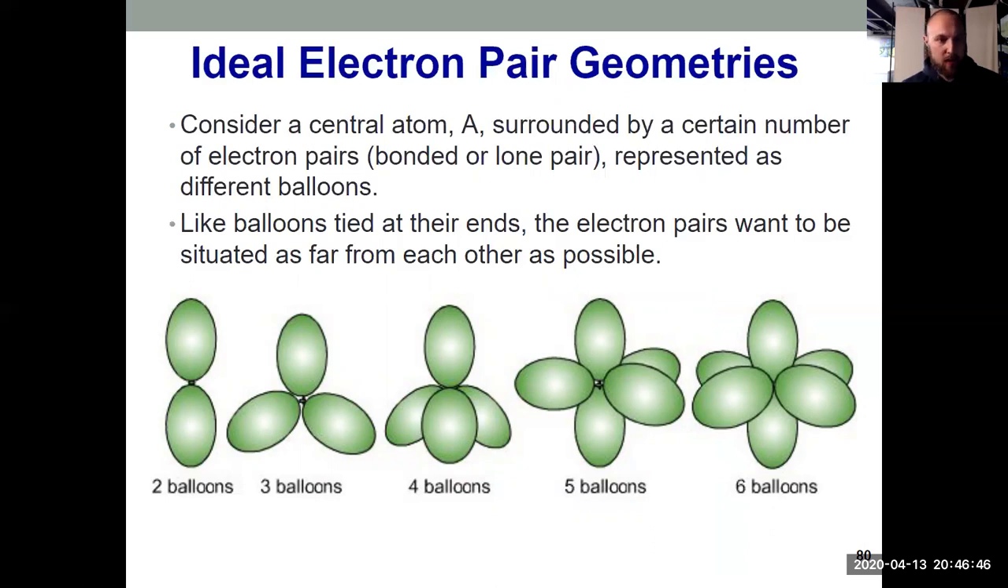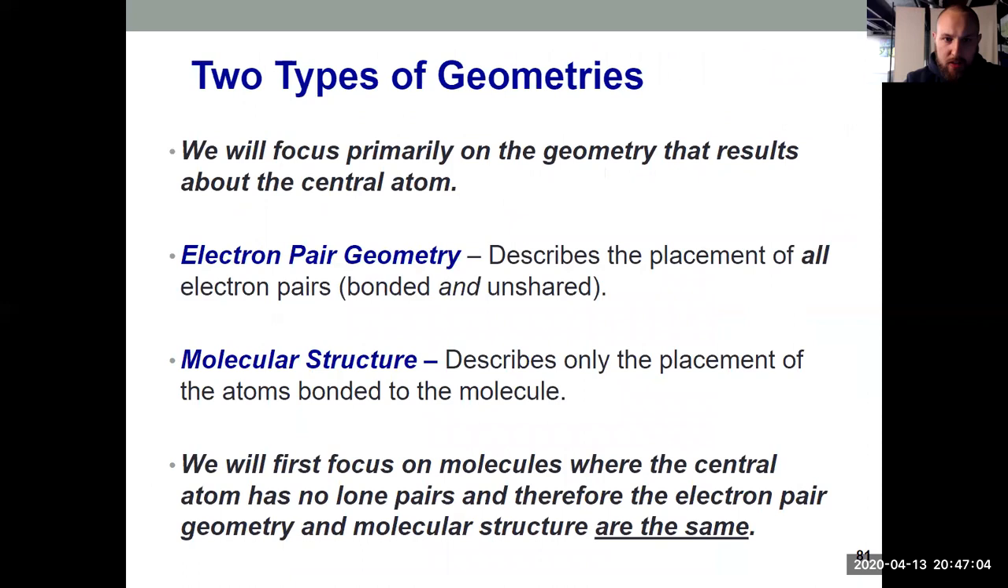2 balloons, 180 degrees apart, linear. 3 balloons, 120 degrees, but all on the same plane. 4, 5, 6 balloons. Now we're thinking in 3 dimensions here, getting them as far apart as possible. And that's going to lead to 2 types of geometries for us. And there is a difference here. It's important that you know both. Figures 7.16 through 7.19 in your textbook are really important figures that help explain this.